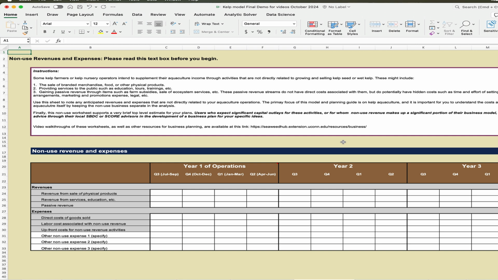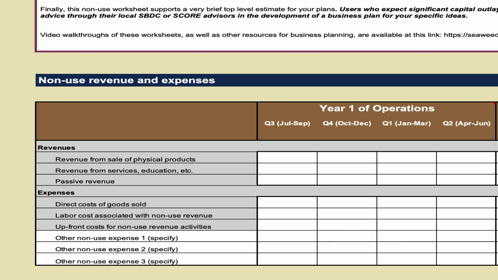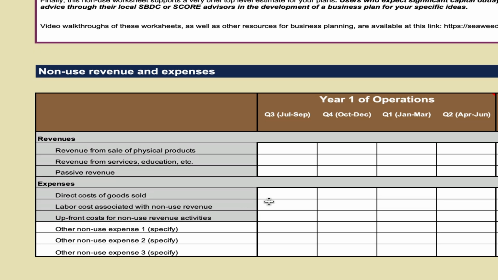Okay, so we did sort of think about 3 general categories of activities that people might have, and these 3 general categories have sort of comparable cost structures, you could say. One would be physical products, a sale of physical products, branded merchandise. And so the sale of physical products has a direct cost of goods sold. If you're going to be selling hats, you got to buy the hats somewhere, right? So that's your first general category for these non-use revenues.